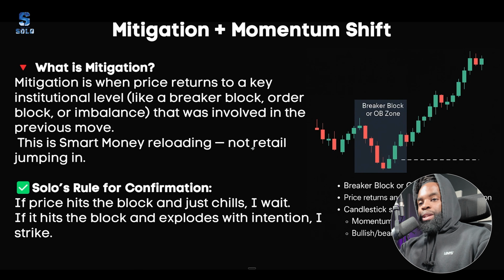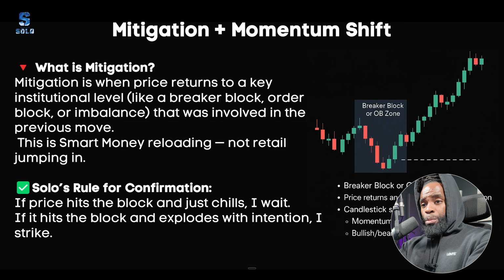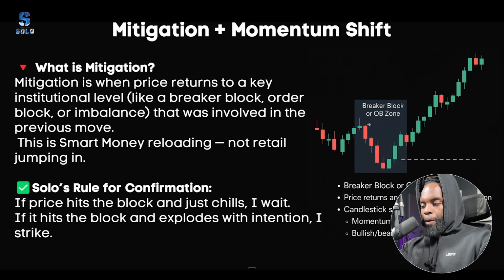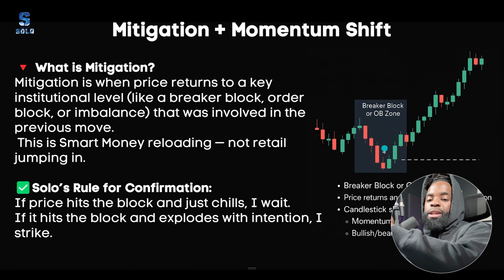Now, once again, want to get into it. Mitigation is where price returns to a key institutional level, like a breaker block, an order block, or imbalance, and so forth, that was involved in a previous move. This is smart money reloading, not retail jumping in. So once again, pay close attention. Let's say on a higher scale, this is a supply demand level or a breaker block or OB zone or imbalance, fair value gap, a major key level, and so forth, right? Market wants to tap back in here because there's a lot of orders that need to get fulfilled. So eventually, if we can catch that move where market pulls back to this area, catch that, and then we can go ahead and get in that move.